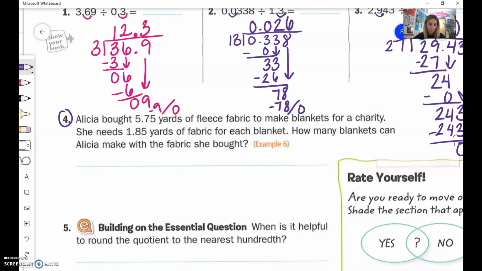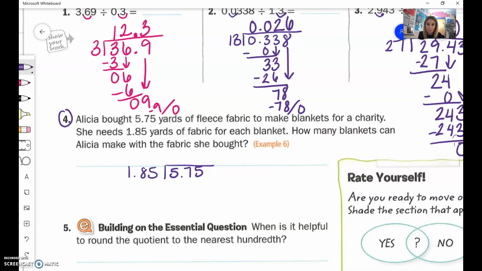Okay, let's talk about this. We are not going to make a half a blanket. So we either make a whole blanket or we make no blankets. So keep that in mind when we start working through this division problem. So it really is 5 and 75 hundredths divided by 1 and 85 hundredths.